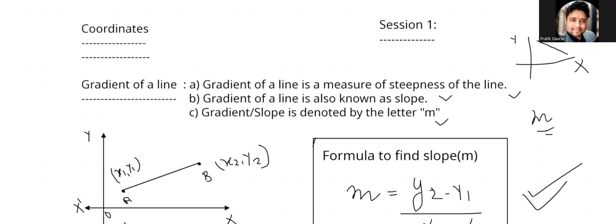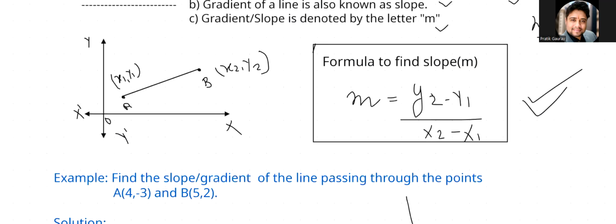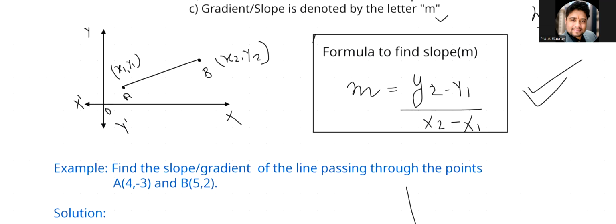Now let us see something more here. Let's come to the first formula. Here you can see we have the x-axis and y-axis, and there is a line that is passing through 2 points. A is the point with coordinates x1, y1, and B is the point with coordinates x2, y2. Then what is the formula to find slope or gradient? Slope, that is gradient, is equal to y2 minus y1 over x2 minus x1. So this is the first formula to find your slope.